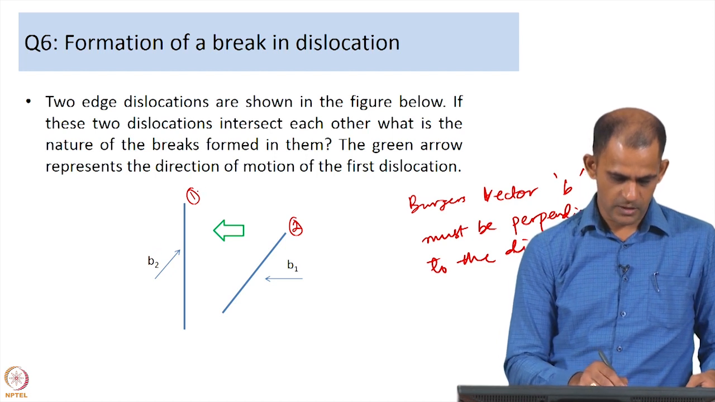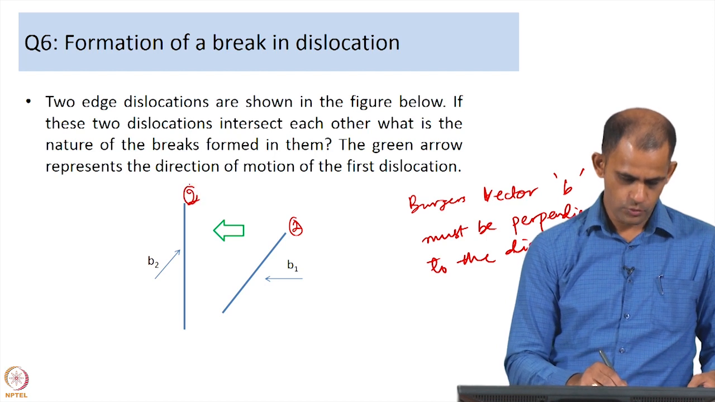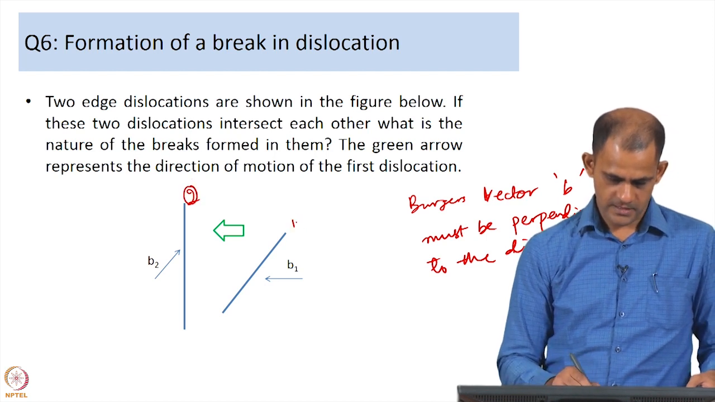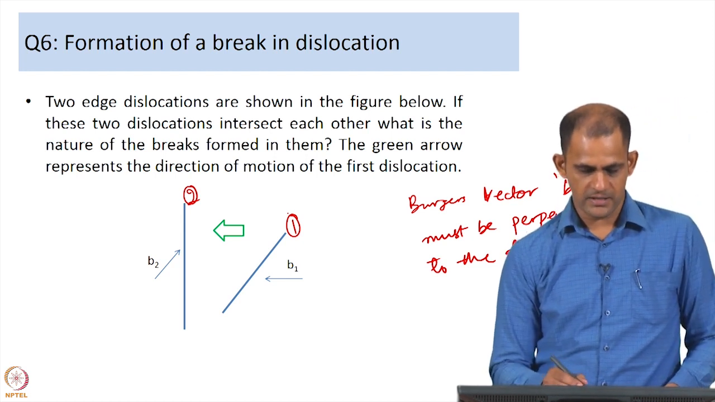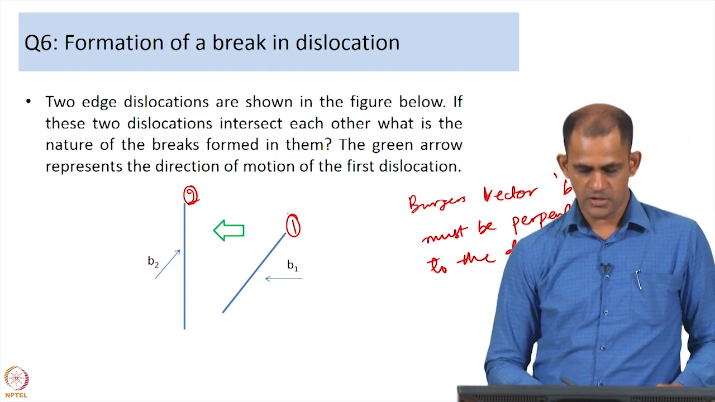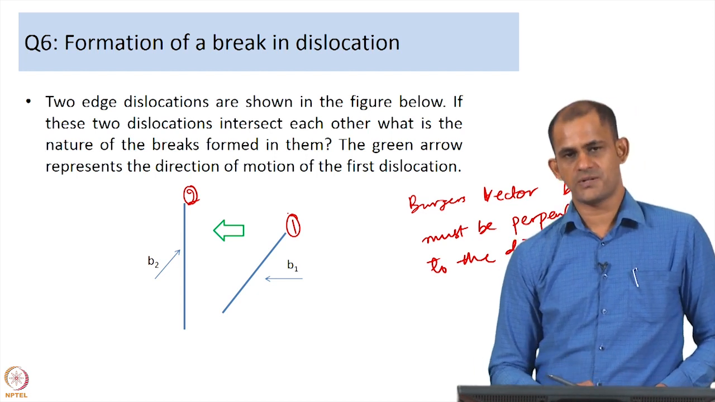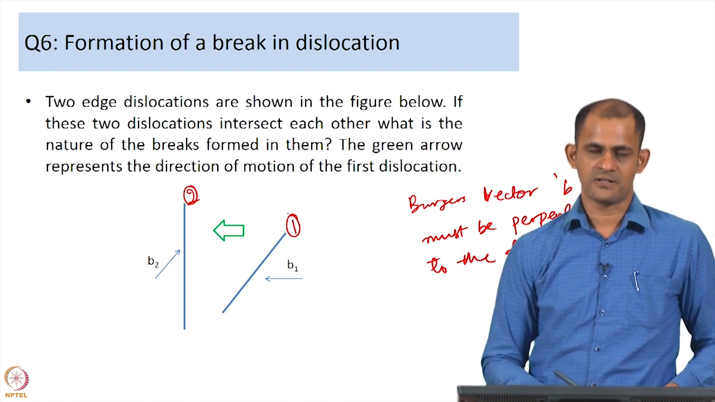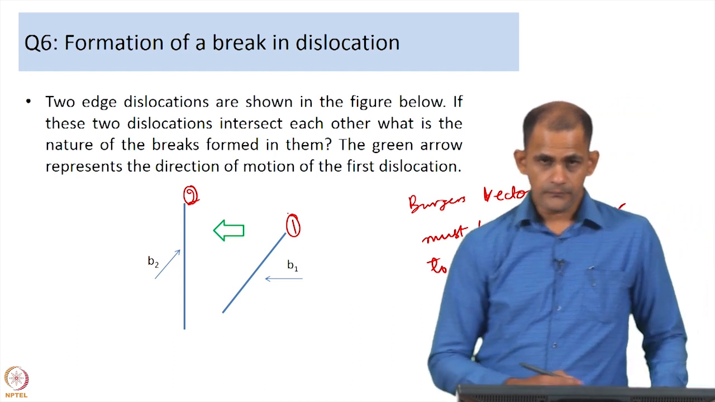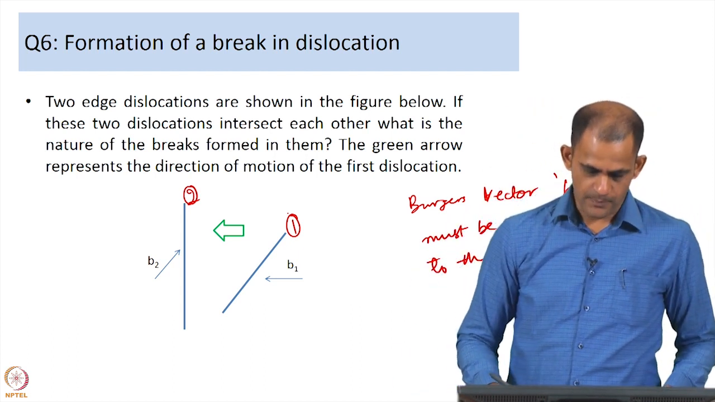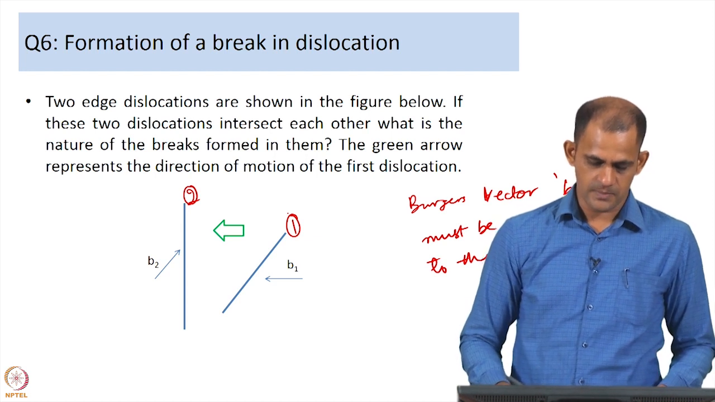So, if you look at these two dislocations, let me call this dislocation 2 and this is dislocation 1. So we are looking at two dislocations, dislocation 1 and dislocation 2, and the question is about finding out whether these dislocations will develop a break when they intersect or interact with each other.